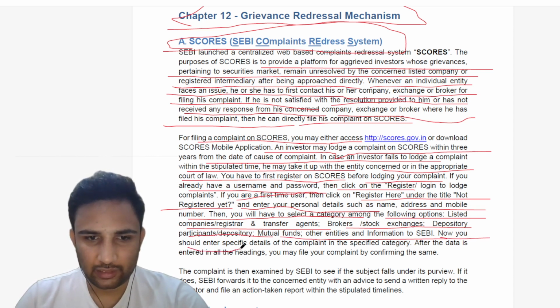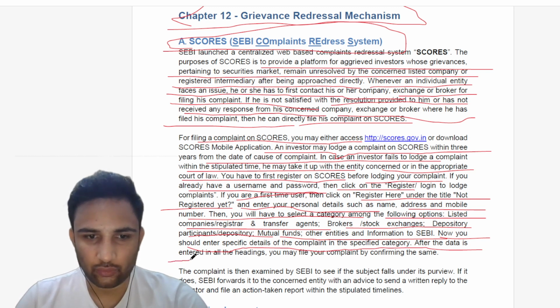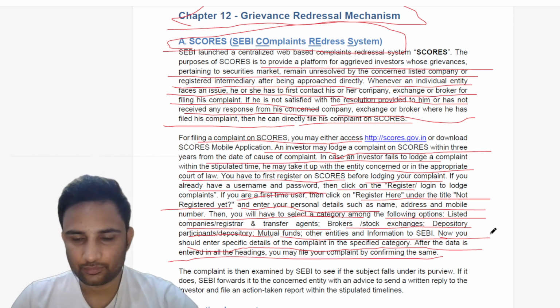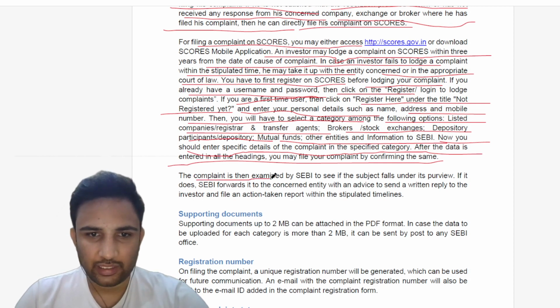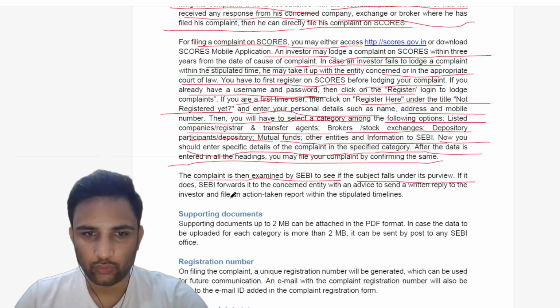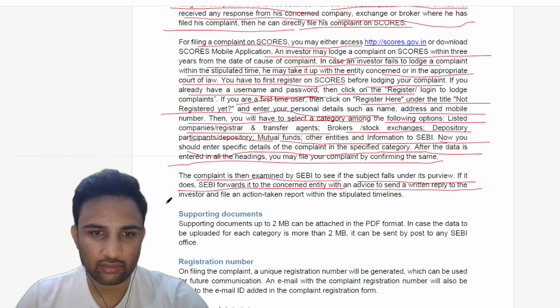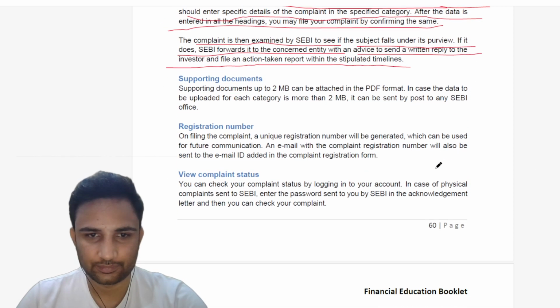Now you should enter specific details of the complaint in the specified category. After the data is entered in all the headings, you may file your complaint by confirming the same. The complaint is then examined by SEBI to see if the subject falls under its purview. If it does, SEBI forwards it to the concerned entity with an advice to send a written reply to the complainant and file an action taken report within the stipulated timelines.